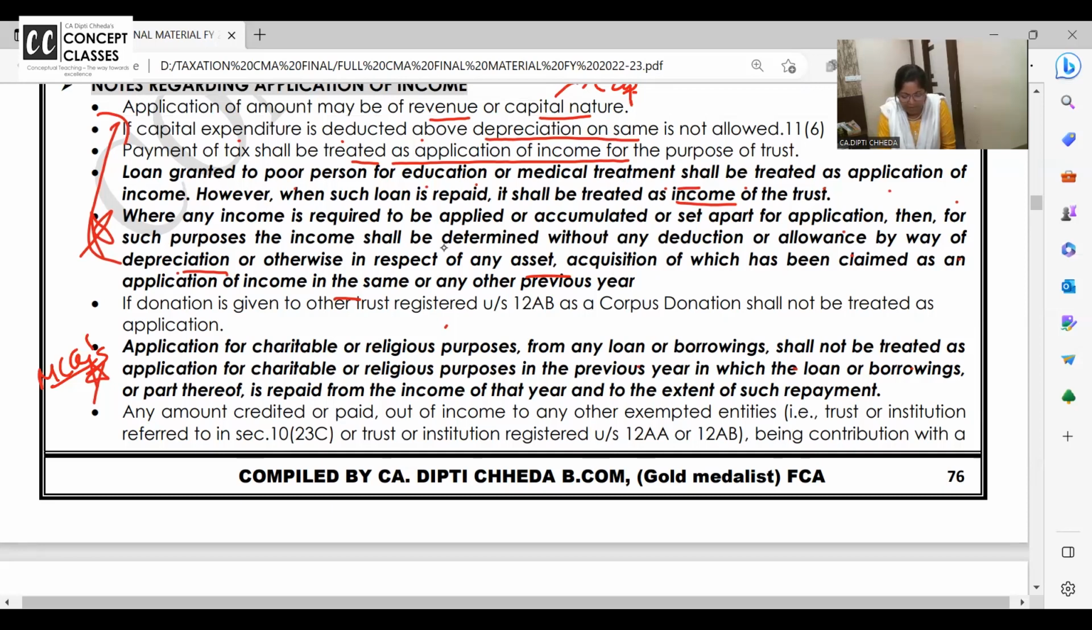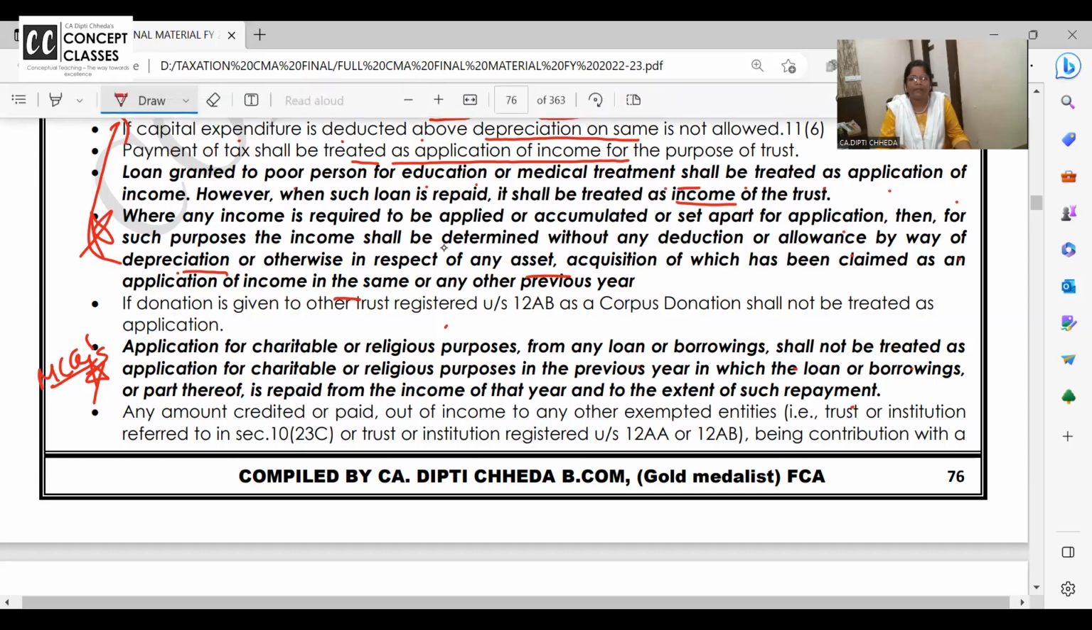Application for charitable or religious purpose from any loan or borrowings shall not be treated as application for charitable or religious purpose in previous year, in which loan or borrowing thereof, part thereof, is repaid from income of that year and to the extent of such repayment.